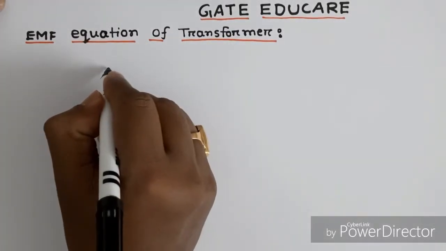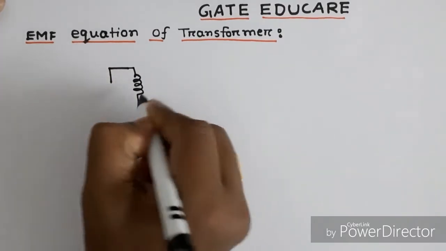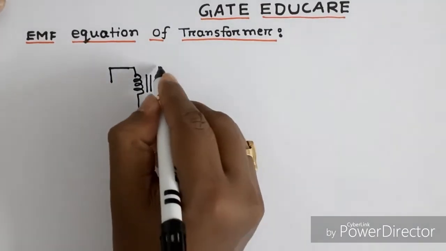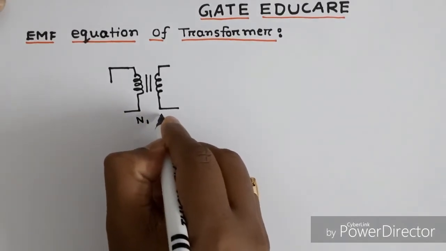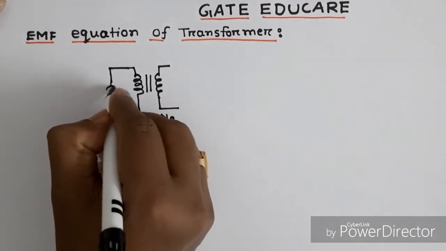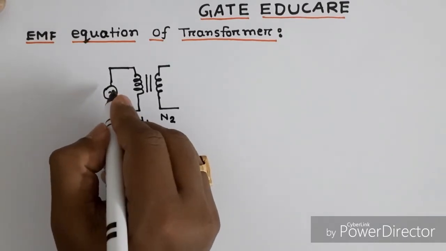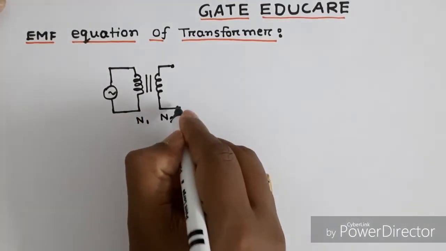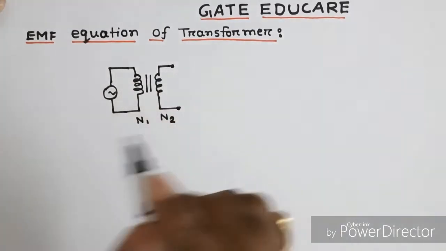Let us consider a two-winding transformer. The primary winding has N1 number of turns and the secondary winding has N2 number of turns. An AC voltage is applied to the primary of the transformer, and consider the transformer is in no load condition. That means no load is connected in the secondary of the transformer.